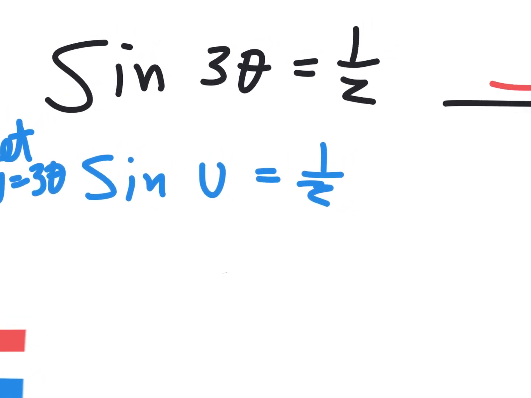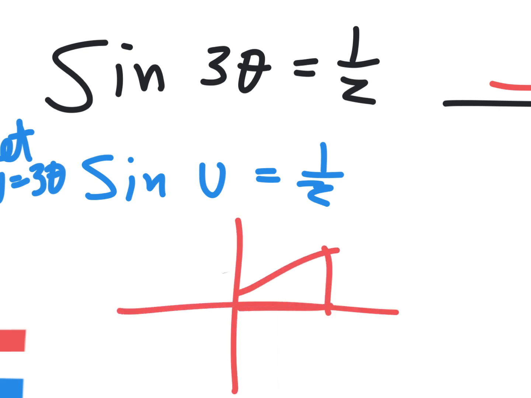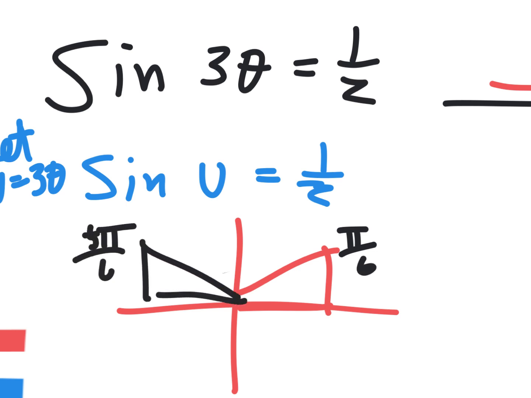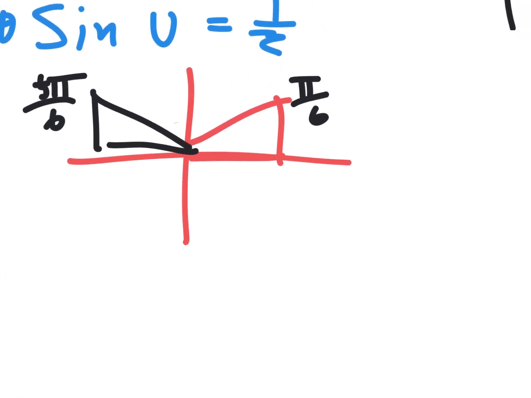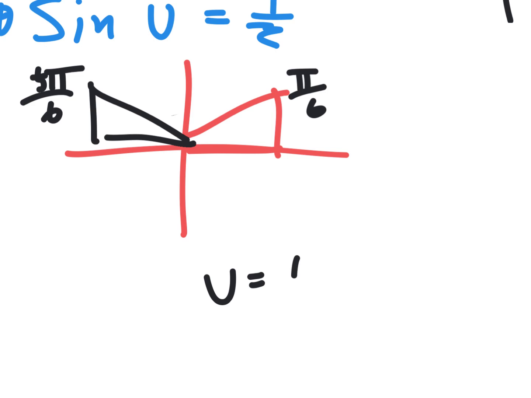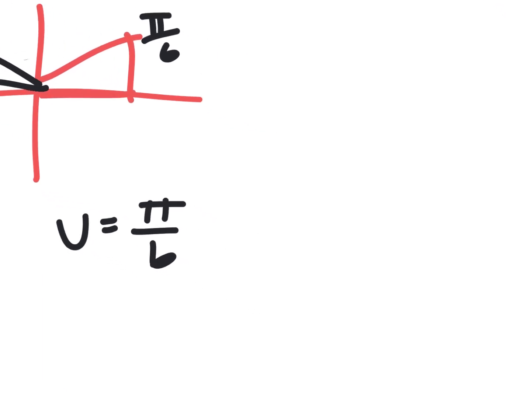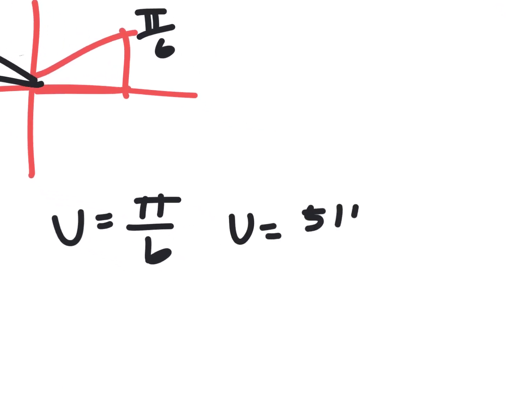So can I just skip the middleman and say, you know, we already figured this out, and this is pi over 6 and 5 pi over 6. You guys okay with that? All right, it'll save us a bunch of time. So u equals pi over 6, and u equals 5 pi over 6.